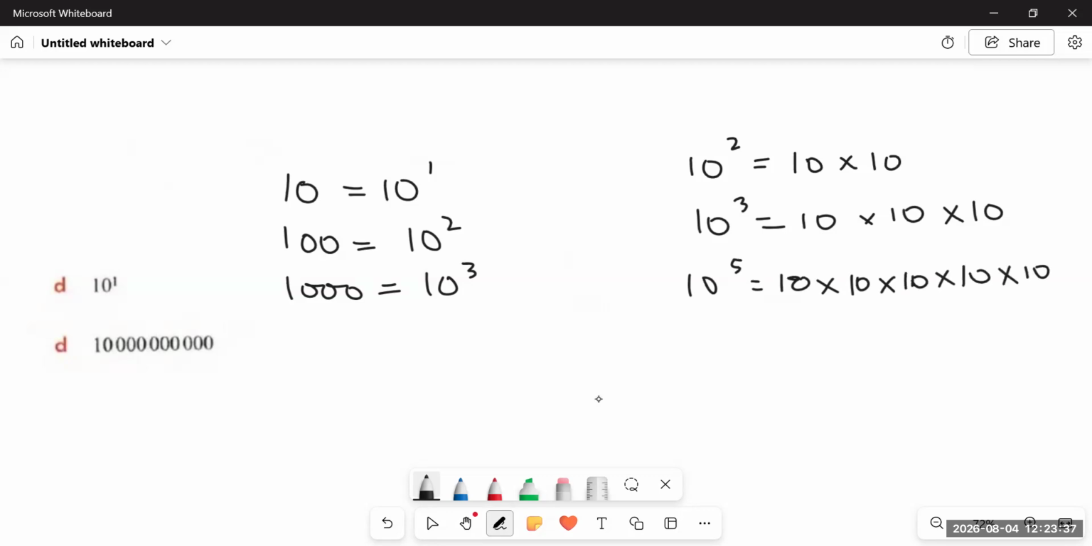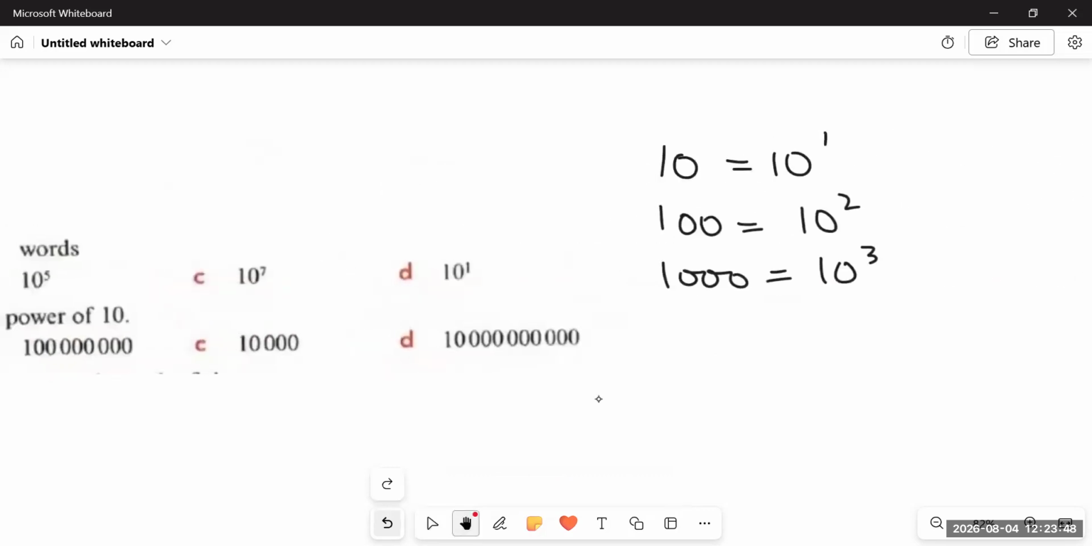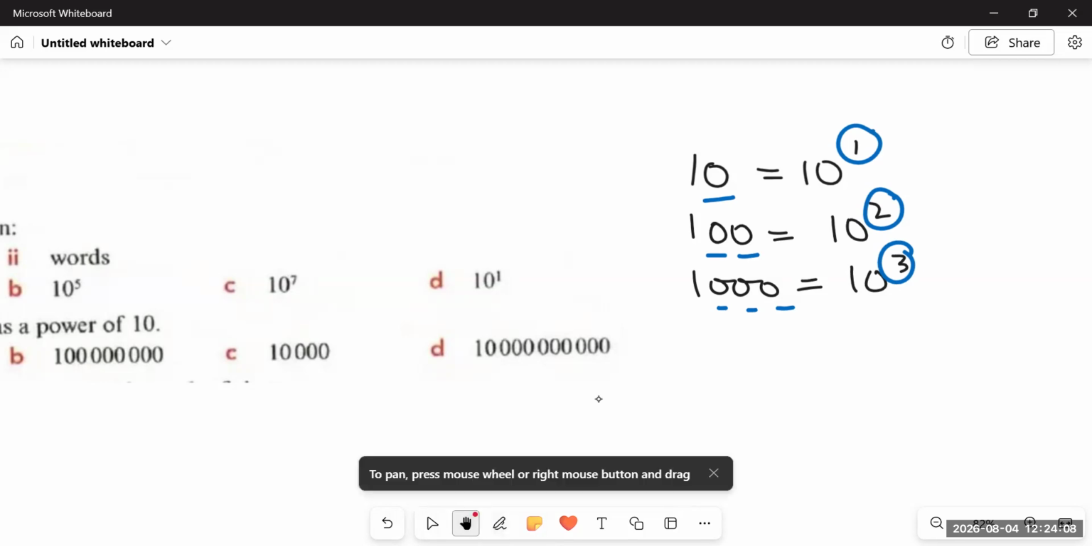And when we multiply any number by 10, a 0 is added to it. So it means if a number has 1 and zeros, we can write it in the form of the power of 10, having the number of zeros as the power. So if there is only 1 zero, the power will be 1. If there are 2 zeros, the power will be 2. If there are 3 zeros, the power will be 3. If there are 5 zeros, the power will be 5. If there are 4 zeros, the power will be 4, and so on.